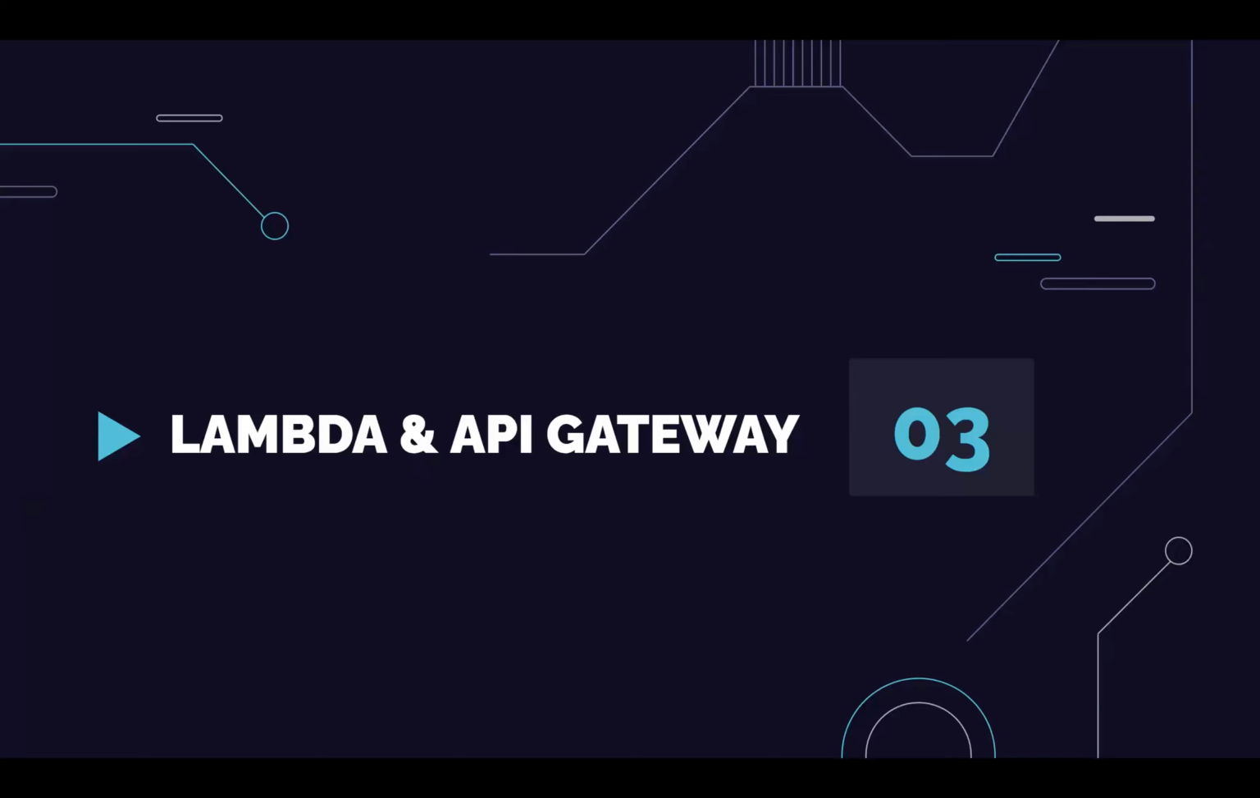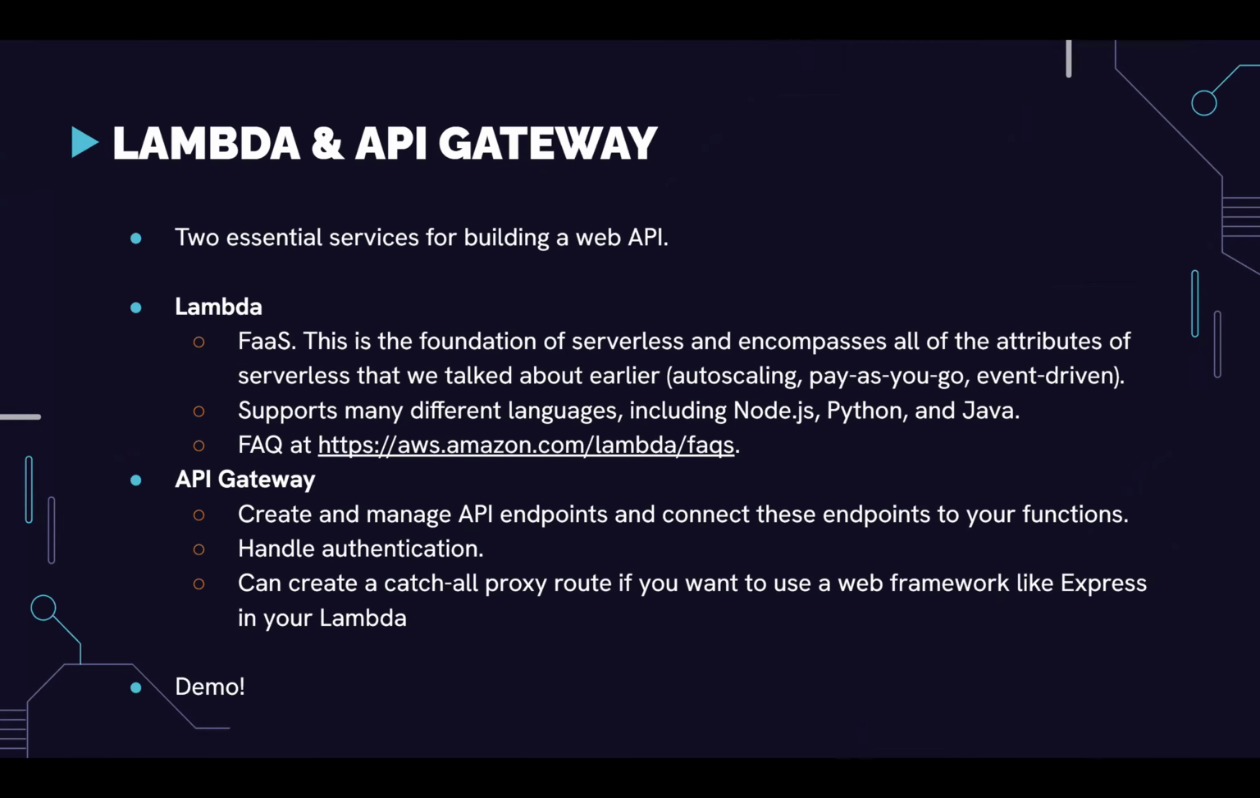To get into the meat and potatoes of serverless on AWS, I think most people start with Lambda and API Gateway. They're the two essential services you'll run into when you're building a web API using serverless. Lambda is kind of the foundation. You'll hear about Lambda and Google Cloud Functions and Azure Functions as FaaS, or Functions as a Service. This is the bedrock, the foundation of serverless in general, just functions.